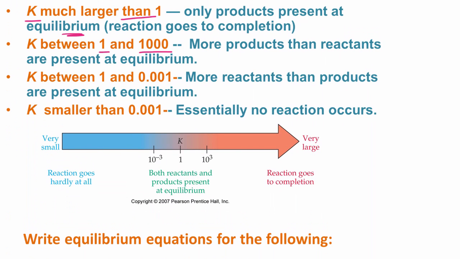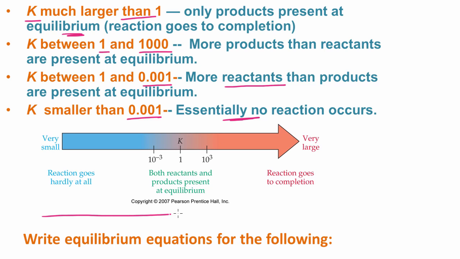If you have a K between 1 and 0.001, or 10 to the negative 3, that means there are going to be more reactants than products at equilibrium. A K smaller than 10 to the negative 3 means basically not much of a reaction occurs. You're going to have a very small amount of products.